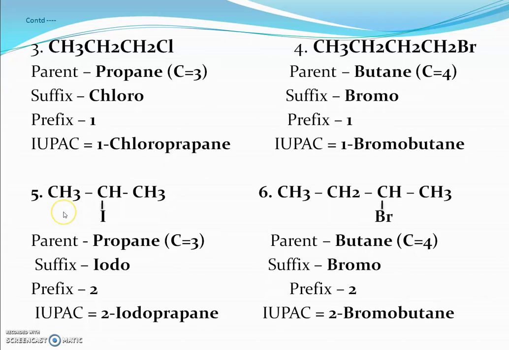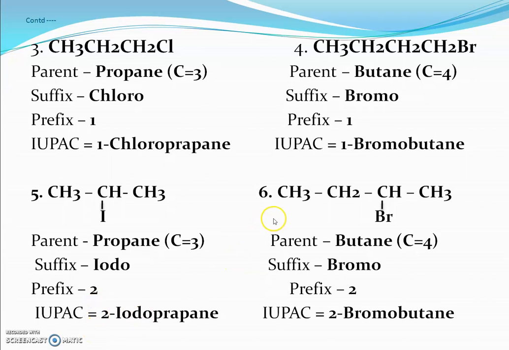The next example is isopropyl iodide. In this chain you can see there are 3 carbon atoms, so the parent is propane. Iodine is present in the molecule, that's why the prefix is iodo, and the locant is 2 because the functional group, which is the iodide group, is attached to the second carbon atom. That's why the locant is 2 and the IUPAC name of this compound will be 2-iodopropane.